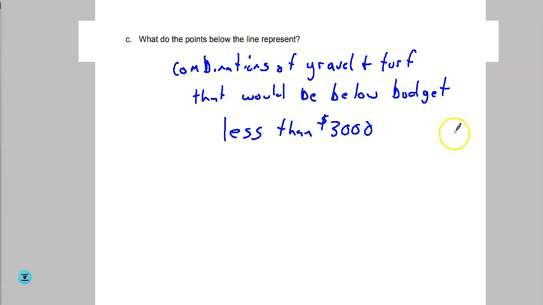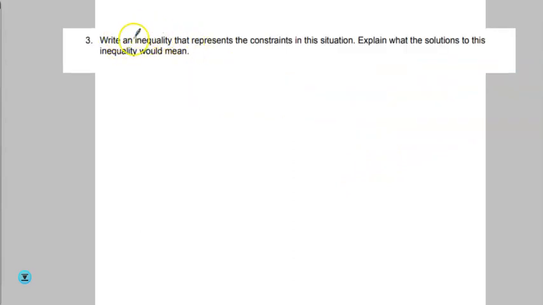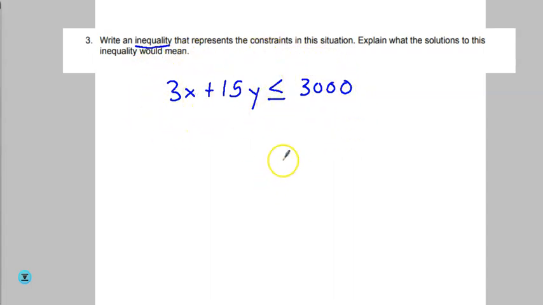So that equation we wrote to begin with can be turned into an inequality. We know 3x plus 15y had to be equal to 3,000. Well, she doesn't have to spend all of the money, so you could say that could come out to be less than or equal to 3,000. That's your inequality, less than or equal to.